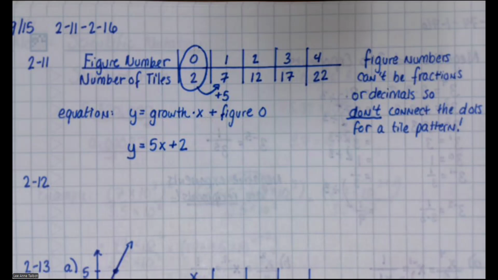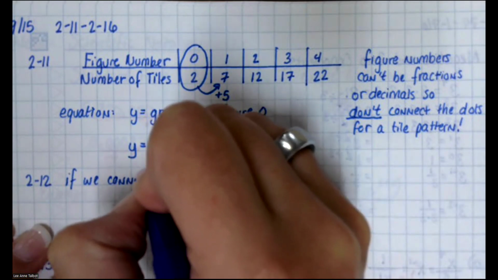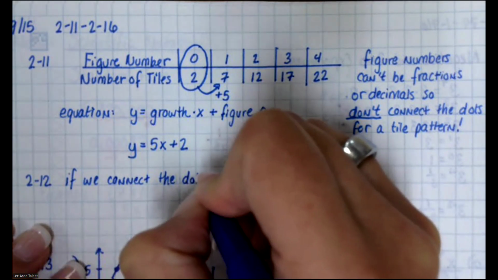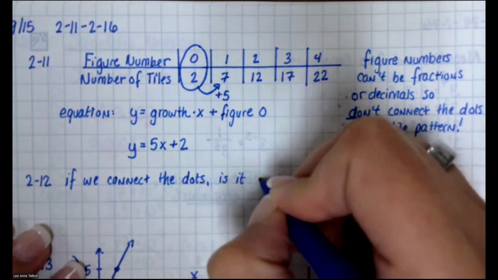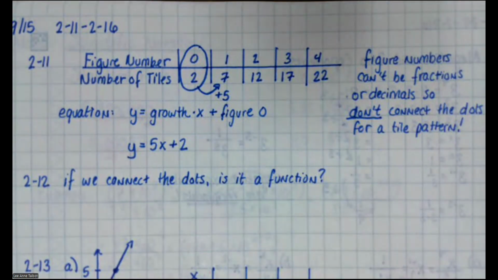And that's kind of what we did all day Friday. It was a lot more than that. We shaded tiles and stuff and plugged numbers into the equation, voila. Okay, so now you're sort of caught up for where we are at. Okay, so number 12 says if we violate our rules, so if we connect them, is it a function? If we connect the dots, is it a function?